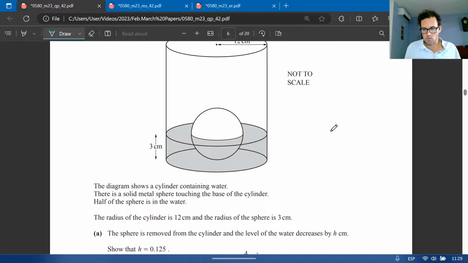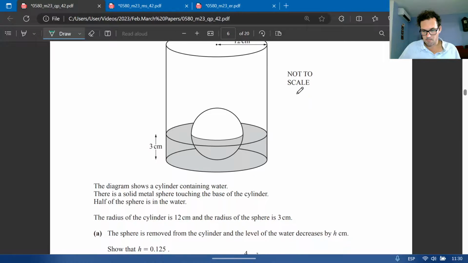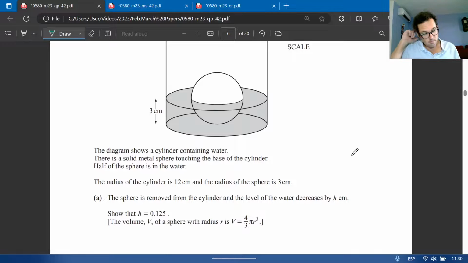Half of the sphere is in the water. Good. The radius of the cylinder is 12. Got it up there. And the radius of the sphere is 3. So if it touches, you see, the sphere radius is always the same, sideways, down. The sphere is removed from the cylinder and the level of the water decreases by h. Show that h equals 0.125.